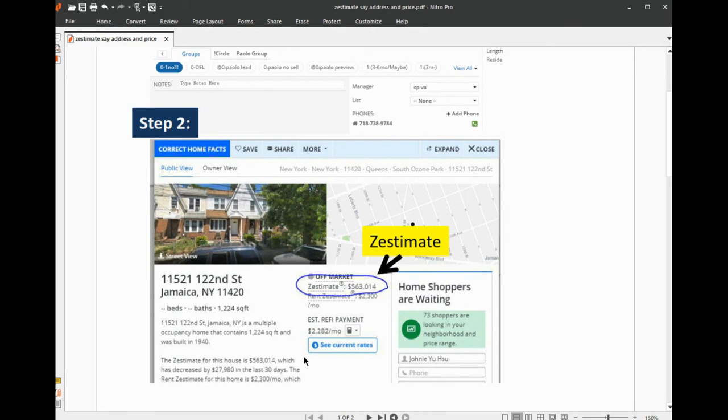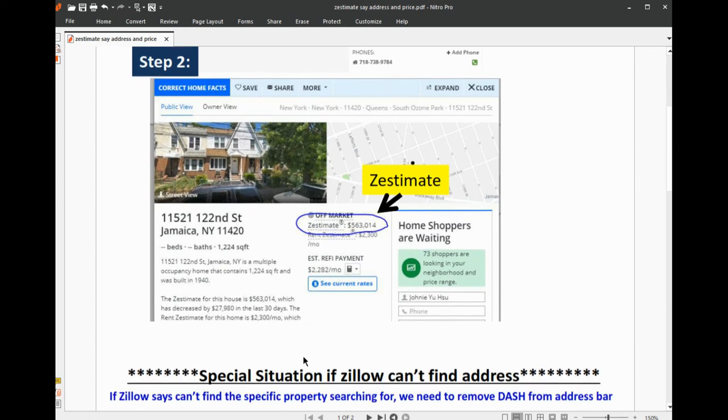Okay, just to give you guys a background of how to correctly say the address or how to read the address, because a lot of times when we call them, the sellers might ask you, okay, which address are you talking about, or which property of mine are you talking about? Then we need to tell them that, okay, we're referring to 11521 122nd Street. Okay, that's pretty much what we do.